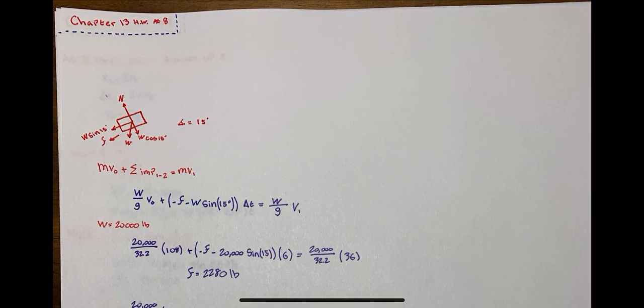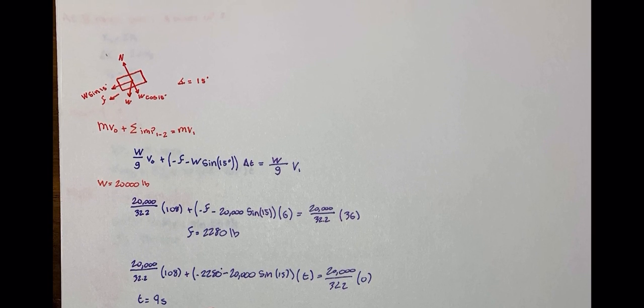Number 8. We have another truck. This time it's going up a 15% incline. We're supposed to find the magnitude of the brake force and the additional time required to stop the truck going up the hill, neglecting air and rolling resistance.